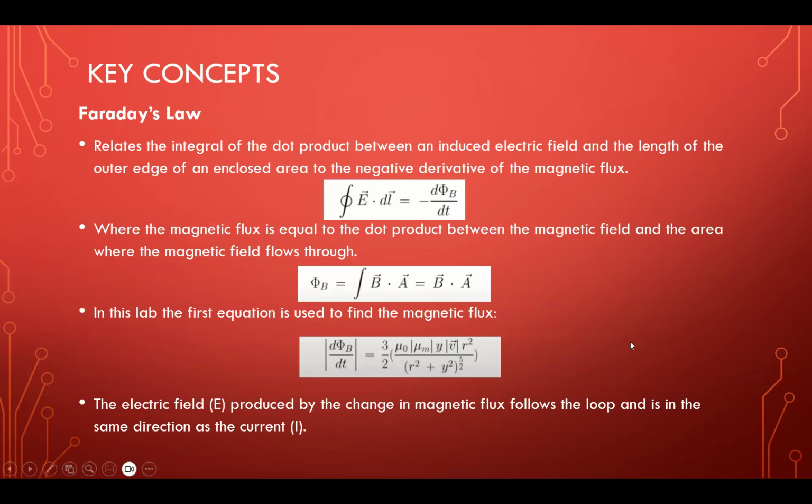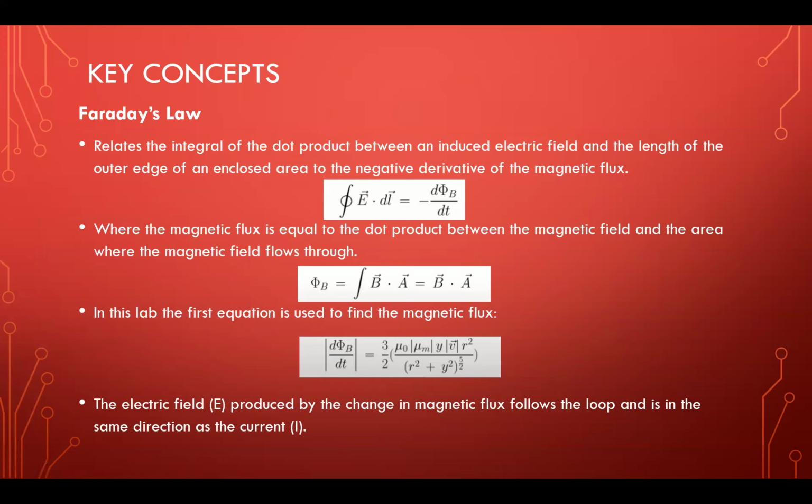Some key concepts for this lab are Faraday's law, which relates the integral of the dot product between an induced electric field and the length of the outer edge of an enclosed area to the negative derivative of the magnetic flux, where the magnetic flux is equal to the dot product between the magnetic field and the area the magnetic field flows through. In this lab, the first equation is used to find the magnetic flux.